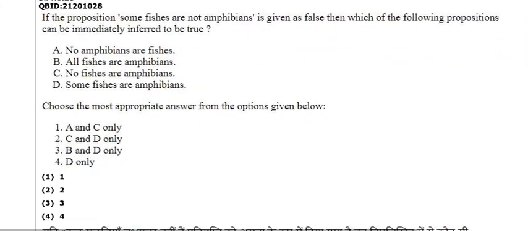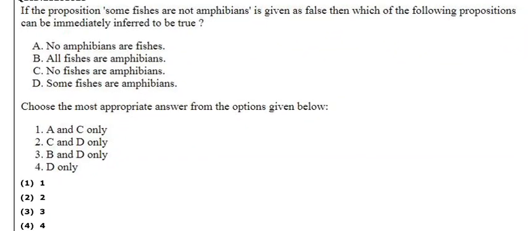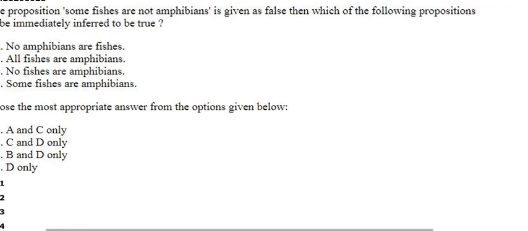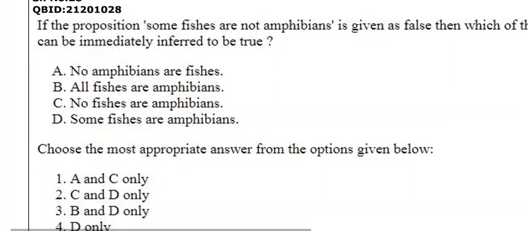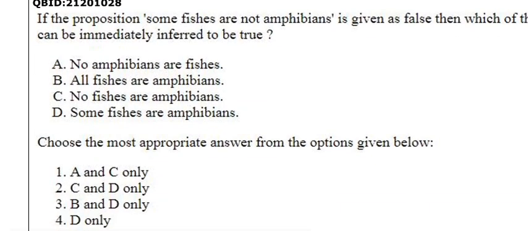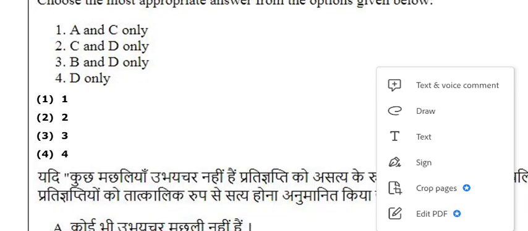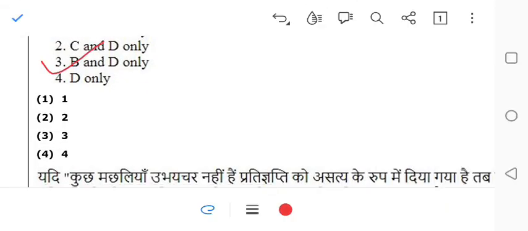28. If the proposition some fishes are not amphibians is given as false, then which of the following propositions can be immediately inferred to be true? No amphibians are fishes. All fishes are amphibians. No fishes are amphibians. Some fishes are amphibians. So it will be B and D. BD will be correct.